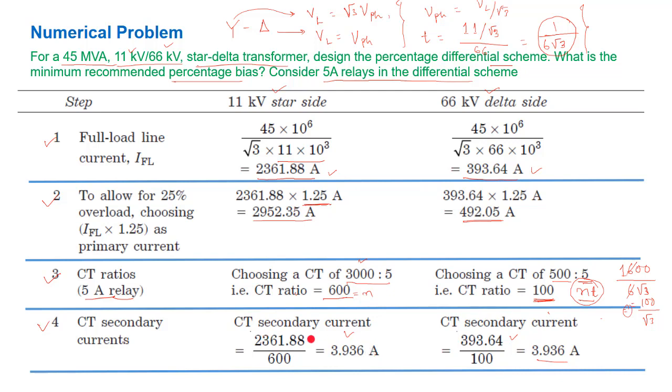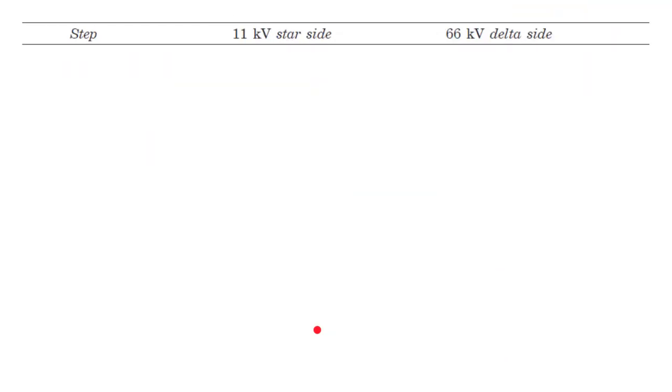So it seems both are equal, but the current flowing in the pilot wire will be different. This is the current flowing in the secondary winding of the CT, but if we calculate the current flowing in the pilot wire, it will be different. So let us see how much the current in the pilot wire will be.